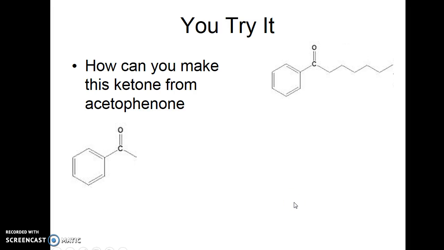In the previous online lectures, we learned how to do reactions on the alpha carbons. We know how to do alpha halogenation, and we know how to do alpha alkylation. So go ahead and try. How do you make this ketone using what you've learned from acetophenone?